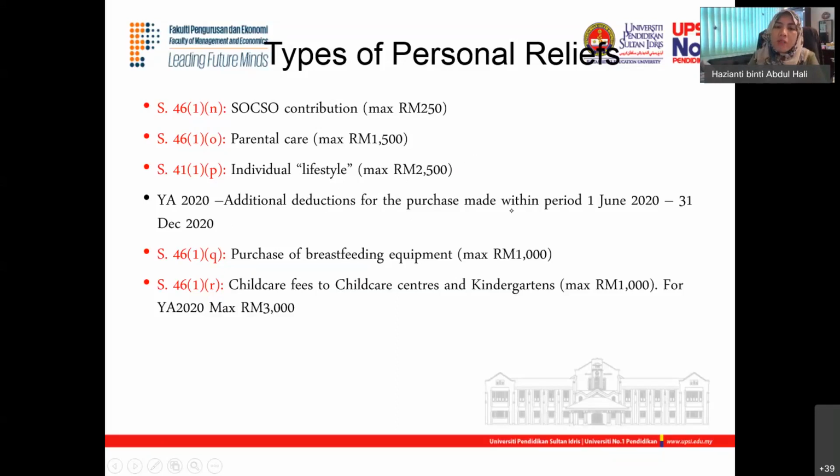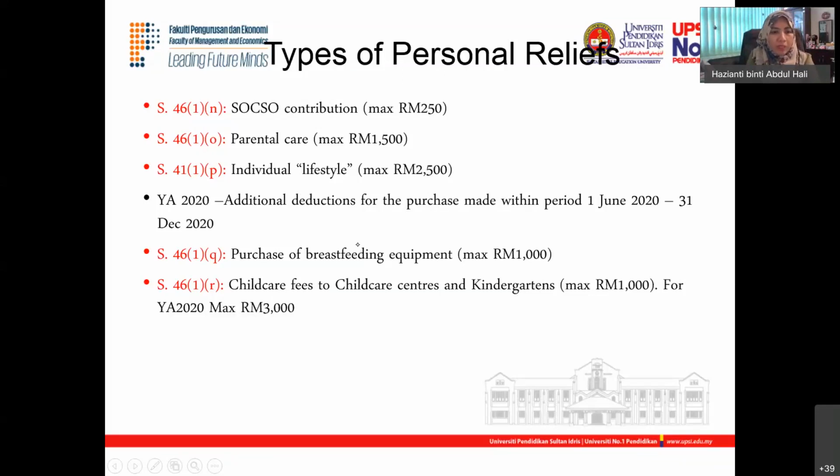Additional deduction for the purchase made within the period of 1st June until 31st December. This is during the PDPR time. So the government bagi additional deduction lah for parents yang nak beli, maybe beli more laptop or more smartphone because of anak-anak semua kena belajar dekat rumah, so kena beli more, so dia bagi additional deduction for year 2020 lah so far. But for year 2019, 2018, the individual lifestyle hanyalah 2,500. So you have to be careful when you are calculating the relief. Kita kena tengok year assessment. Okay.